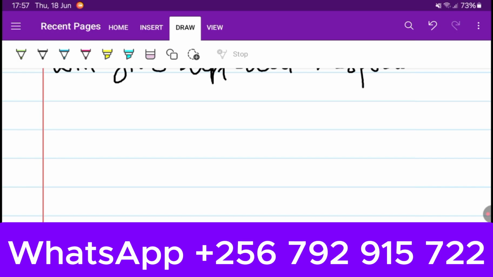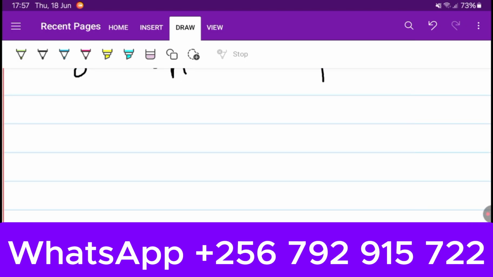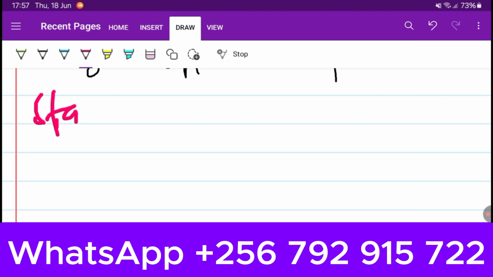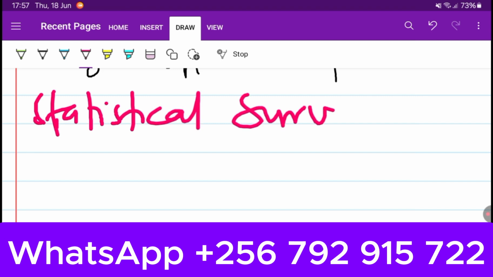The other one that I want us to talk about is the statistical survey. Statistical survey, or what we call surveys. Now, what is a statistical survey? Of course, this is definition wise. Let's give the definition.